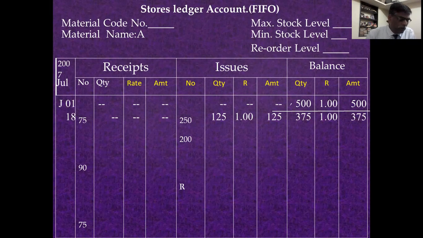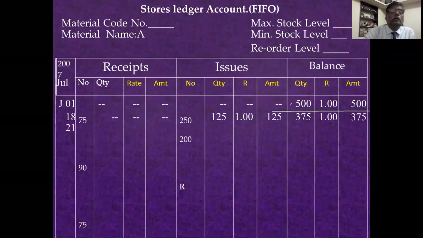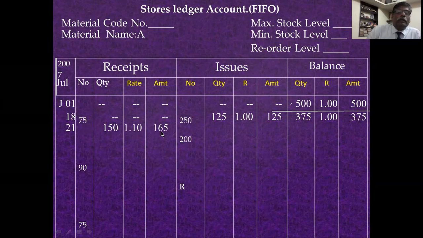Okay, 18th completed. Then 21st receipt is there. You record in the receipt column. In the receipt column, you write the number 75. Then rate is 1 rupee 10 paisa. Amount is 165. Then take to the balance column. In the balance column you write it.